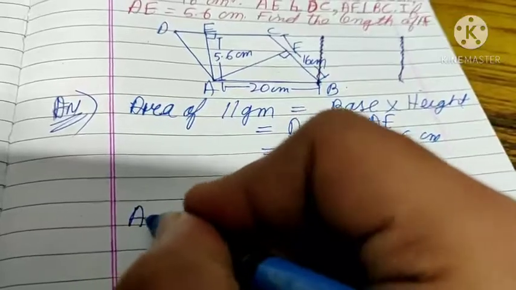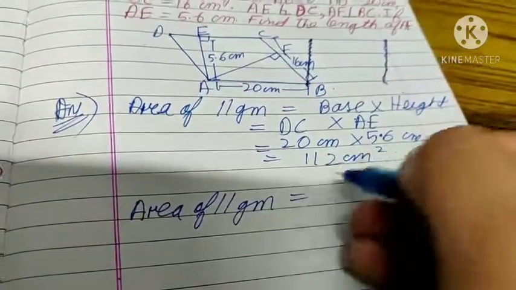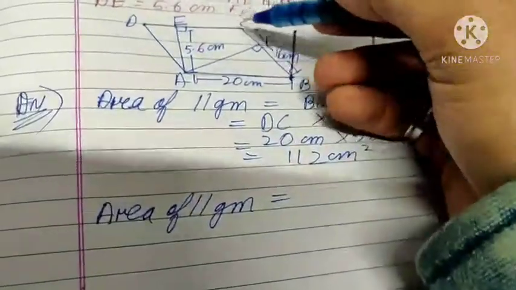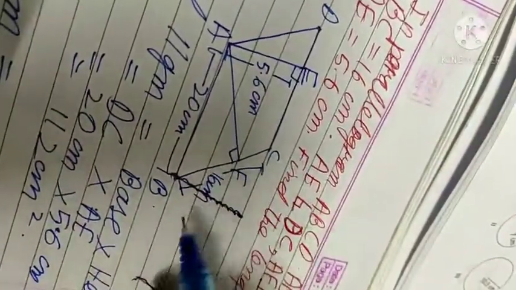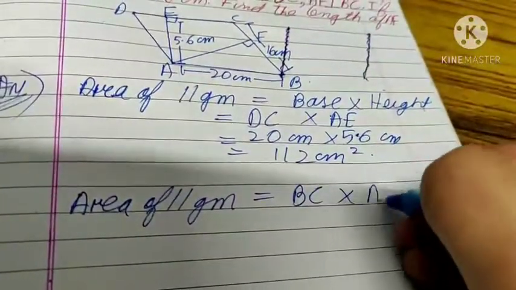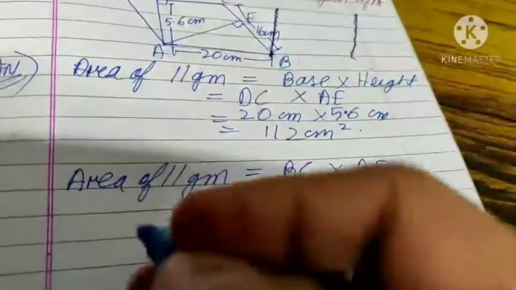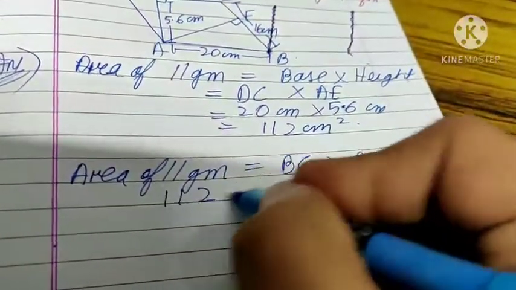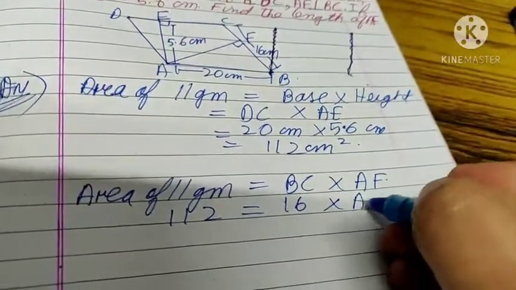Again, the area of the parallelogram is also equal to, if the base is BC, then the height is AF. If base is BC, height is AF. Okay, so here the area of the parallelogram has been calculated earlier. Here BC is equal to 16 centimeter and the height is AF.